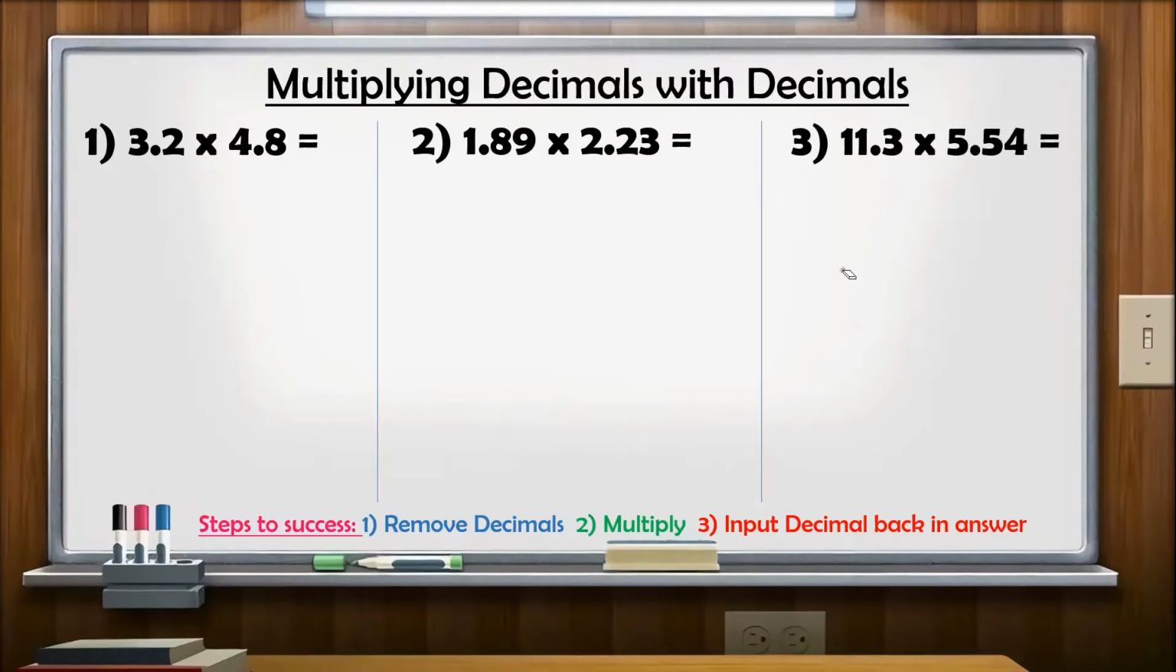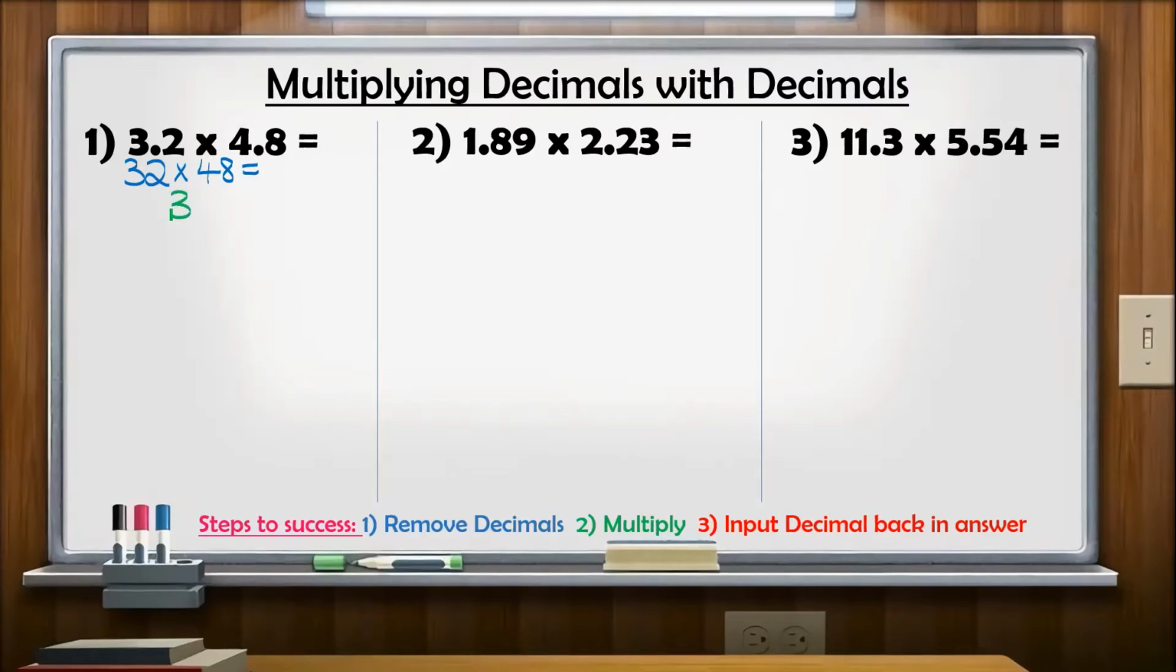So example 1, 3.2 times 4.8. Step 1 instructs me to remove the decimals and rewrite the question with whole numbers. So 3.2 times 4.8 will be rewritten as 32 times 48. Once that's done, we move on to step 2. I'm now going to work out and solve my question 32 times 48. I'll be using the carry-over method, but feel free to use any method you like.